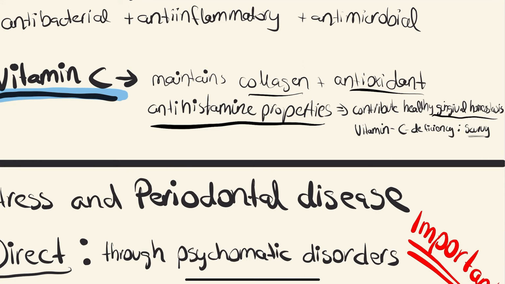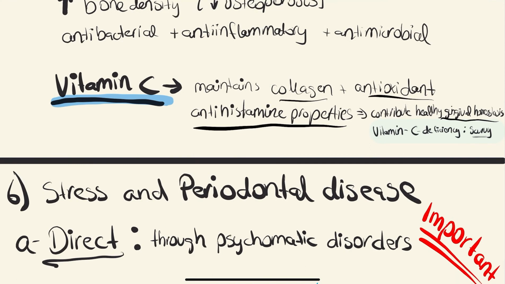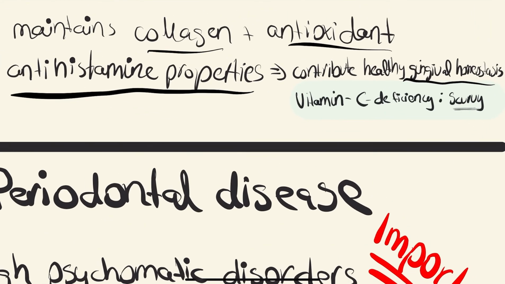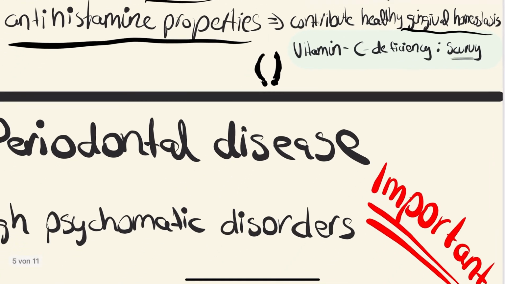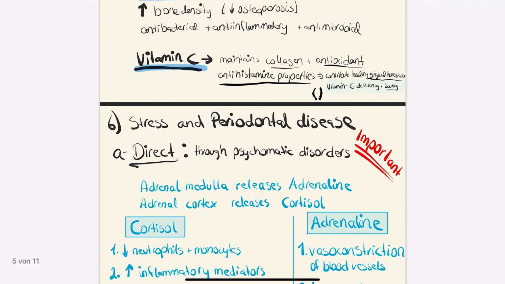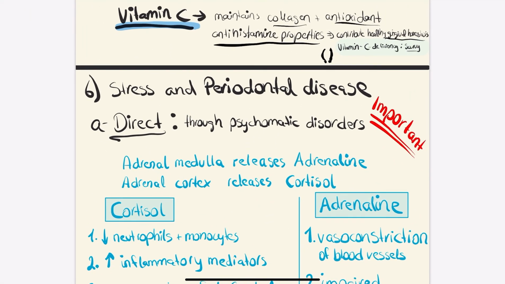And what you always read is vitamin C deficiency leads to scurvy. Okay, so you see the famous legs here, which are bent. These are a sign of scurvy. Okay, then sixth, stress and periodontal disease.